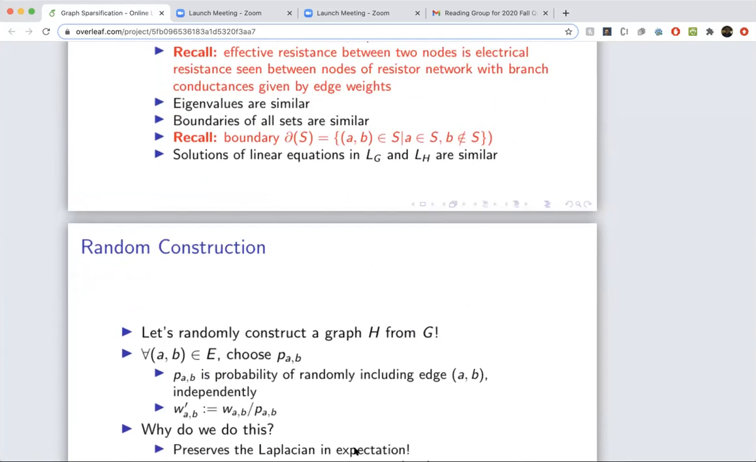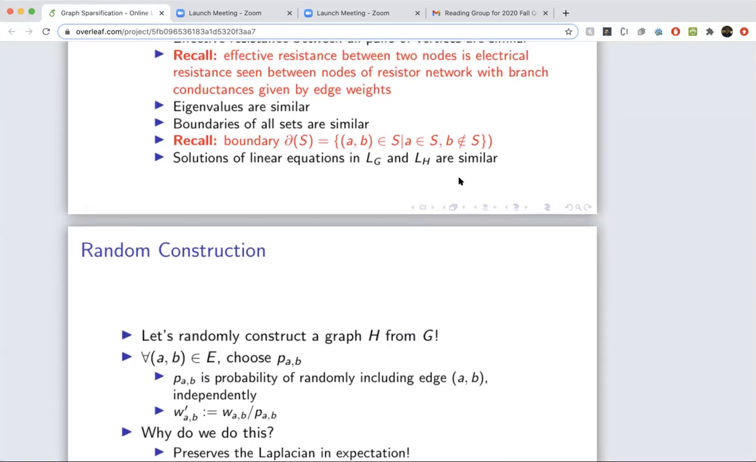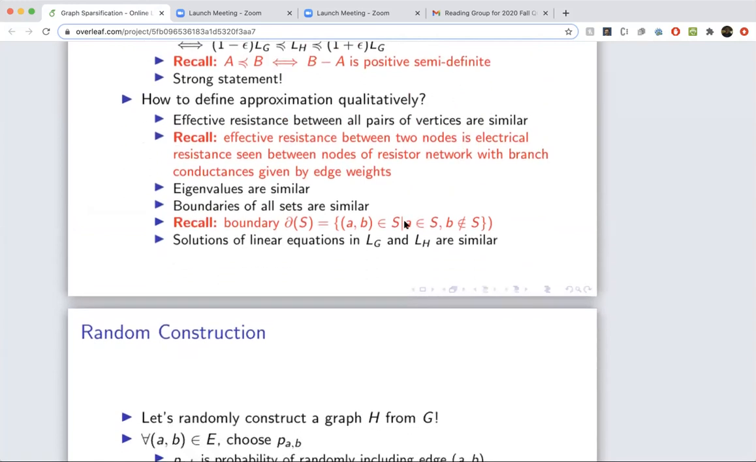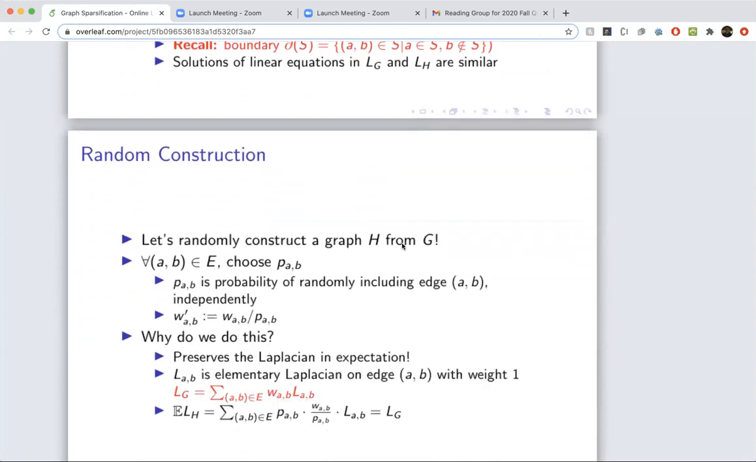A Laplacian linear equation, which we'll also see a little bit later because sparsification has a good application to efficient computation of solutions for Laplacian linear equations, just means that we want to find solutions for x where LG times x is equal to some vector b, where b is orthogonal to the all ones vector.